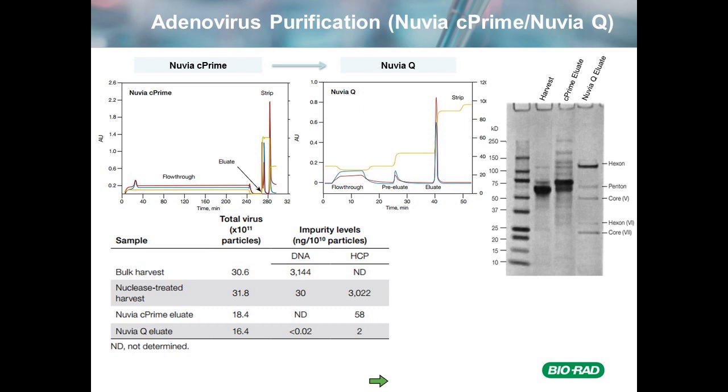Now, I put 10 to the 10th particles up here because that is a typical dose for viral vectors, and you'll see that also later on. So this gave a high purity and a final yield of better than 50%, which for a viral vector is actually quite good from a two-step process.